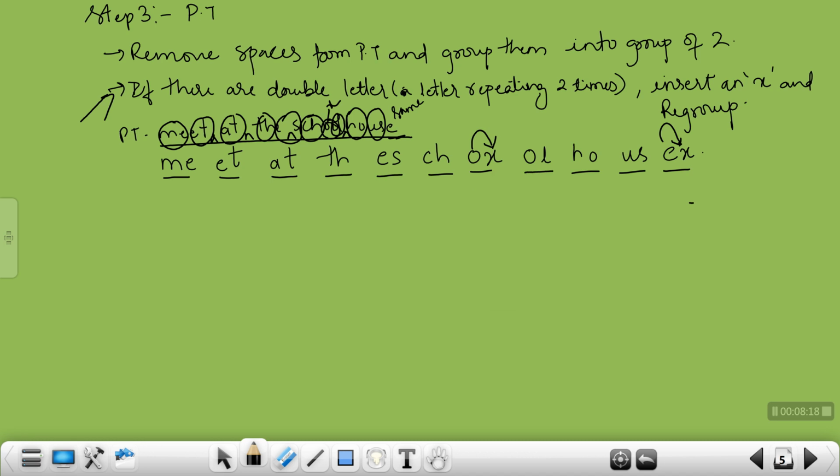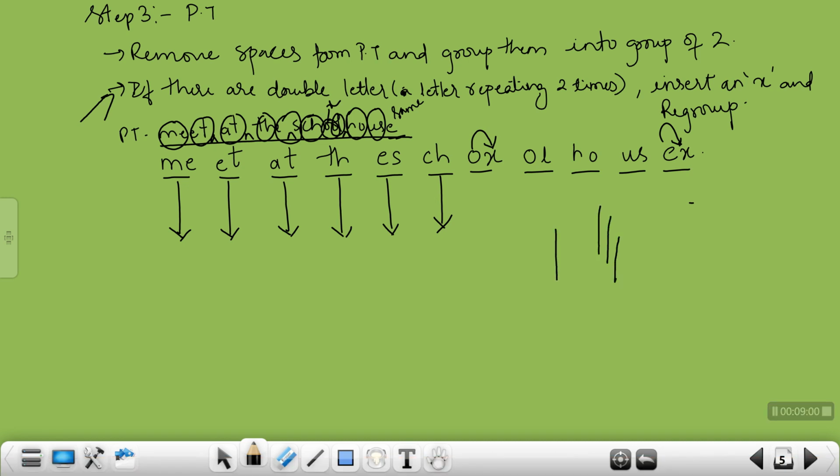So OX and OL, this is your step number 3. We have grouped it over here, and now what we have to do is use the rules. Okay, now what are the rules? There are certain rules required, and these rules are based on the matrix that you have seen in step number 2. I will tell you the rules present in step number 2 so that you can find out the exact corresponding ciphertext for this plain text. So there are certain rules required to calculate the ciphertext of this plain text.